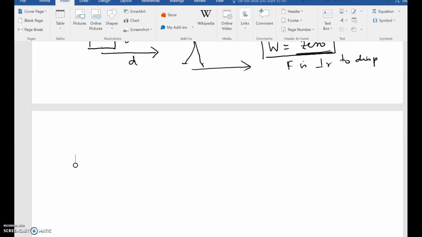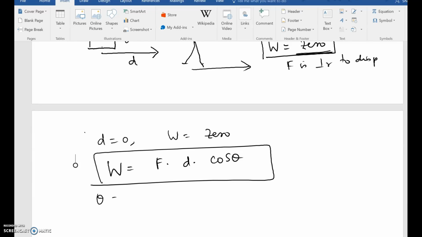So there's another trivial situation when the work done is actually 0, which is when there is no displacement. If you apply a force but there is no displacement, then work done is still going to be 0. Like if I was holding something in my hand and standing still, then I do no work in holding the object.